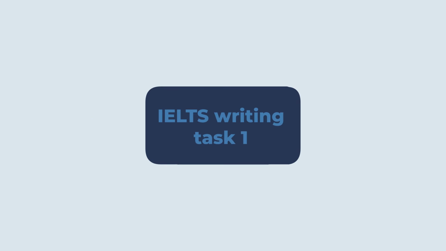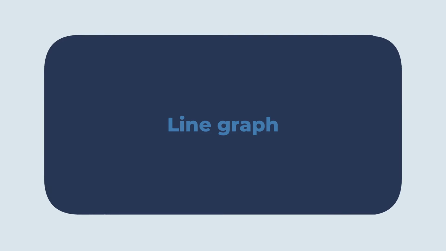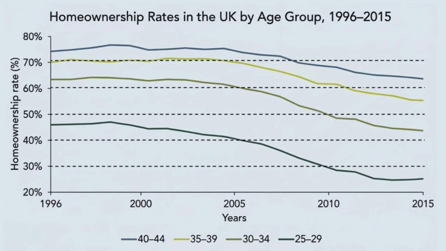In this video, we're going to look at a line graph showing changes in home ownership rates among different age groups in the UK between 1996 and 2015. This is a classic, realistic IELTS-style question that tests your ability to describe trends, make comparisons, and summarize key information.